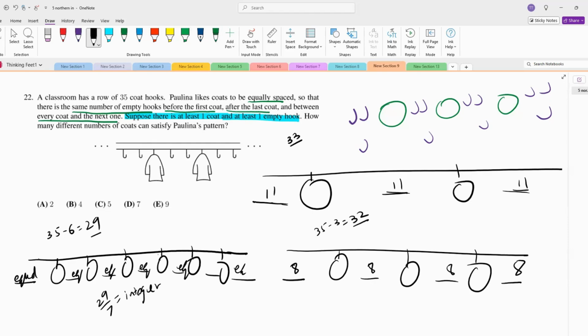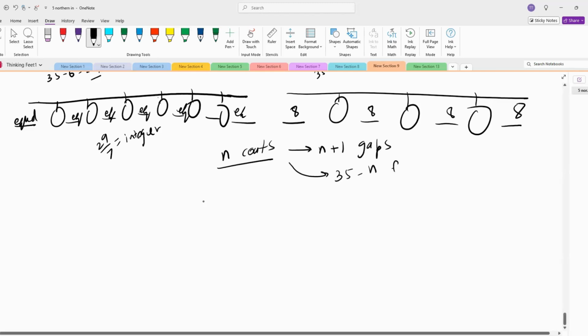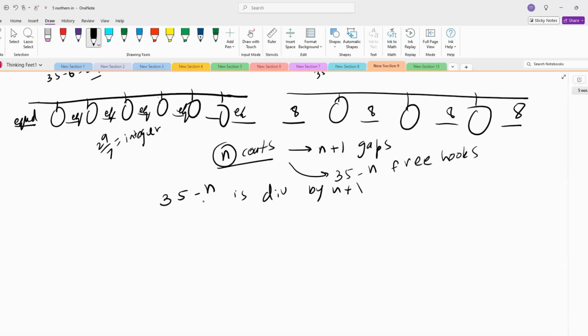So that gives us a strategy. Let's say I have n coats hanging, right? N coats hanging. This creates n plus 1 gaps. It also creates 35 minus n free hooks, right? So n will work as long as 35 minus n is divisible by n plus 1, right? Pause and think about that. And if you want, rewind and think about it again and see if this makes sense.